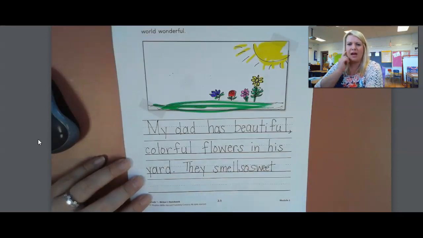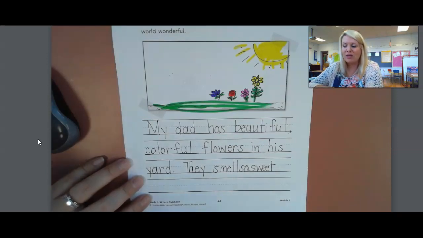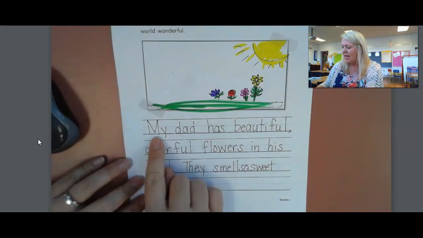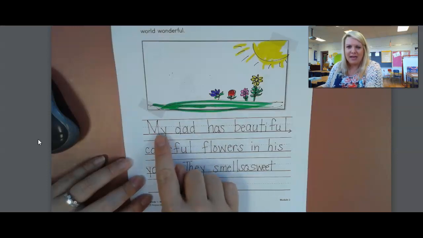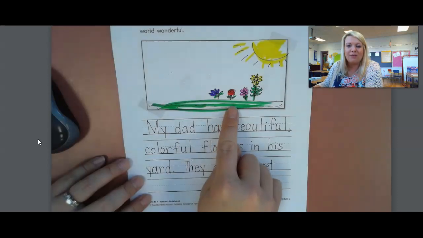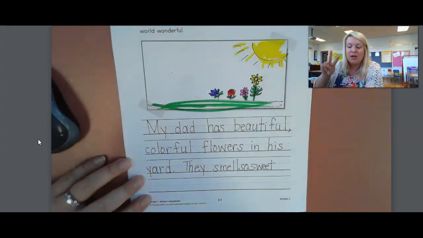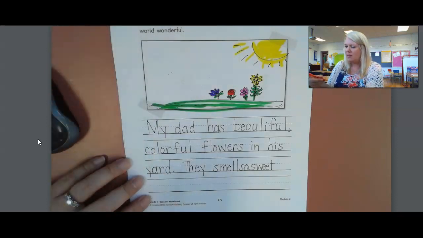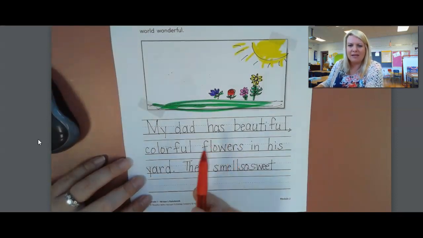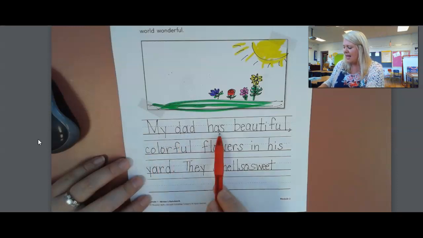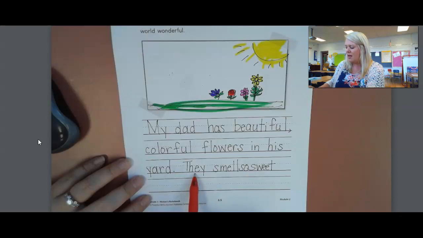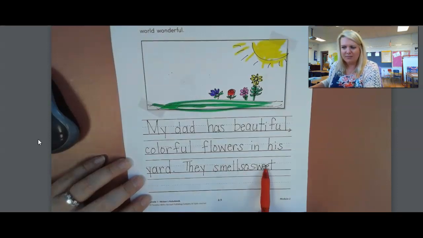Okay. I really like the way that I started out my sentence with a capital letter. And I really liked my first sentence. I have spaces between my words. And I talked about how the flowers are beautiful and colorful. I used 2 describing words. I'm going to get a pen because I know that I'm going to have to fix something in a minute. My dad has beautiful, colorful flowers in his yard. They smell so sweet. I said it really fast.